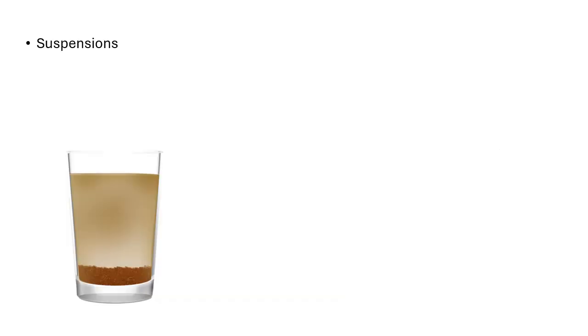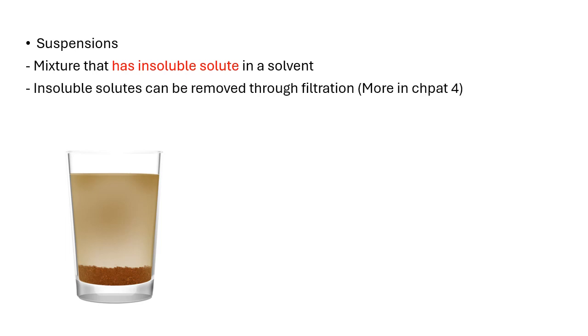Okay, so for suspensions. A suspension is a mixture that has an insoluble solute in a solvent. This insoluble solute can be removed through filtration, which will be elaborated in chapter 4. So for example, you see this image, right? It has some sand particles in water. These sand particles sink to the bottom of the glass because they are unable to dissolve in water. So this means that this mixture of soil particles and water is a type of suspension.